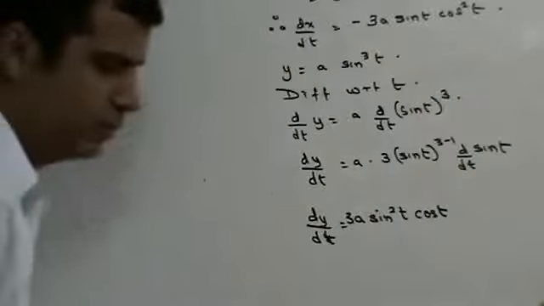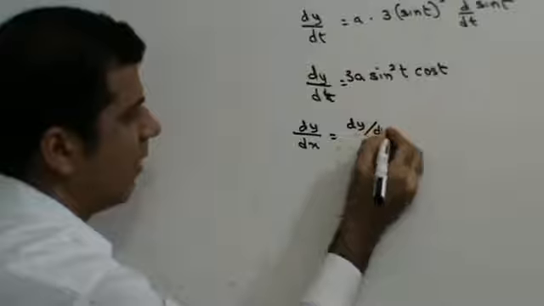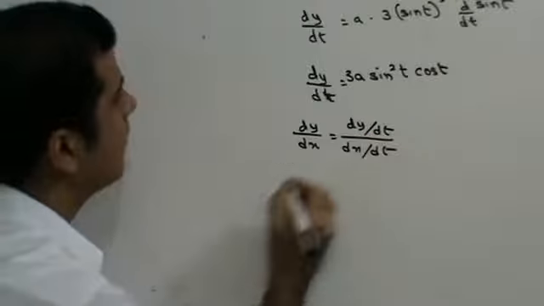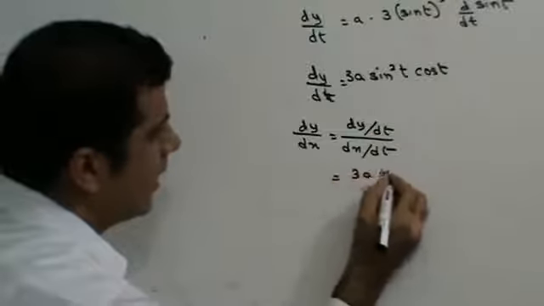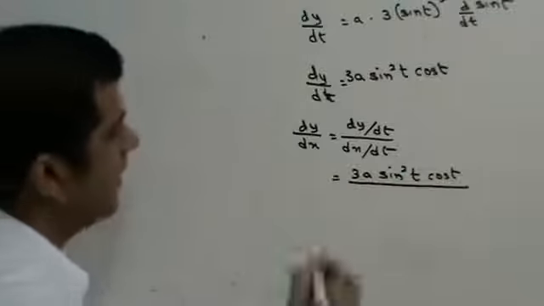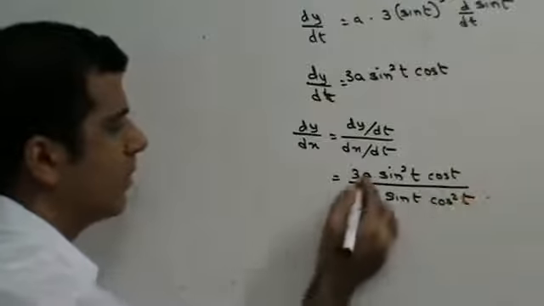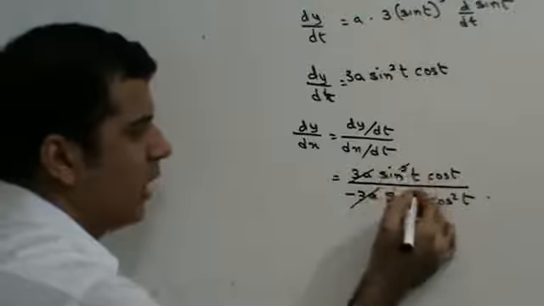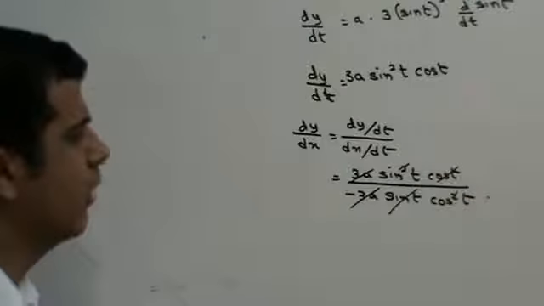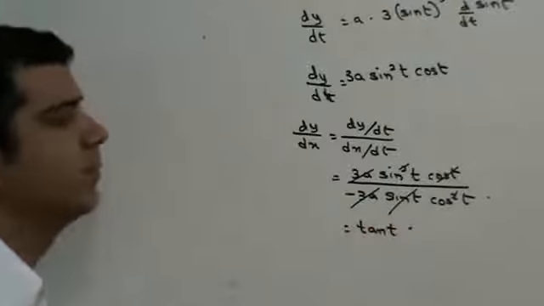Once you know the value of dx by dt and dy by dt, you can find out dy by dx. Dy by dx is nothing but dy by dt upon dx by dt. Dy by dt is 3a sin square t cos t. Dx by dt is minus 3a sin t cos square t. 3a gone, sin t gone, cos t gone. So that leaves you with sin t upon cos t, which is nothing but tan t. Fine. Let's move on to the next one, guys.